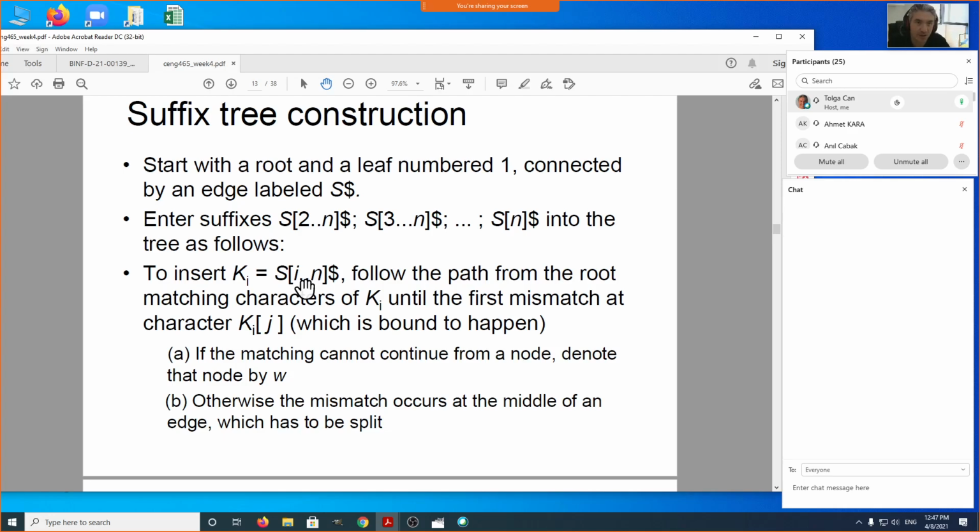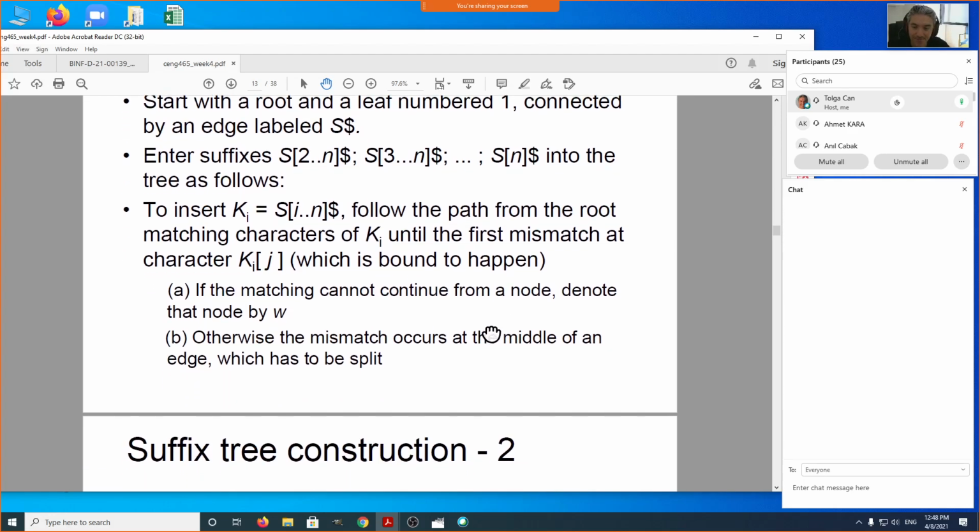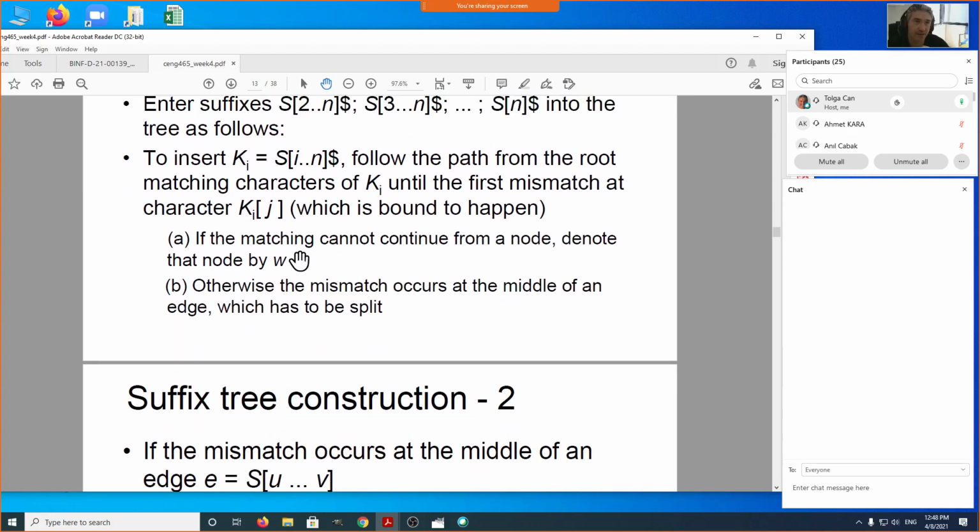If no mismatch occurs and you match all the characters, it means that a previously inserted suffix in this tree contains the new suffix you're about to insert as a prefix. But that's not going to happen because we make sure we put this dollar character at the end. At the first place where the mismatch occurs, that's where we need to put our new suffix. It's going to have its own path, and we break from the edge label at that point.